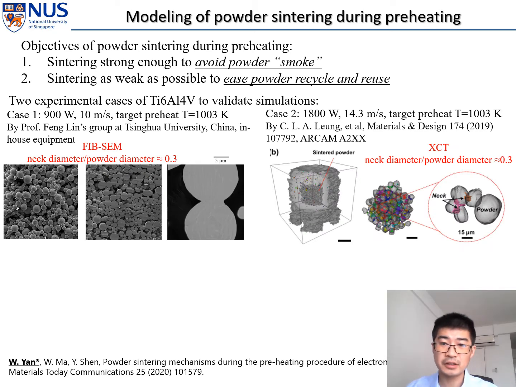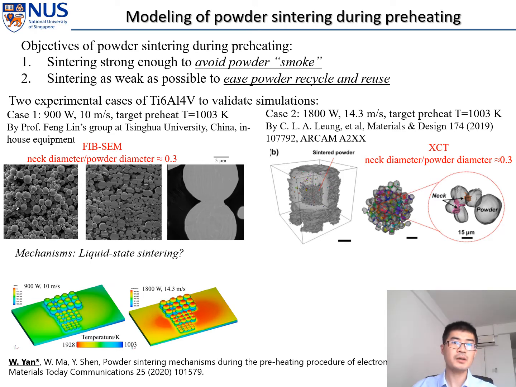The second case is from literature published by a group from the UK. After they collected their sintered powder, they used X-ray CT to observe the sintered necks. Both experimental results show the ratio between neck diameter and powder diameter is around 0.3. Although the processing parameters are slightly different for the preheating, the targeted preheating temperature is the same, at 1003 K.